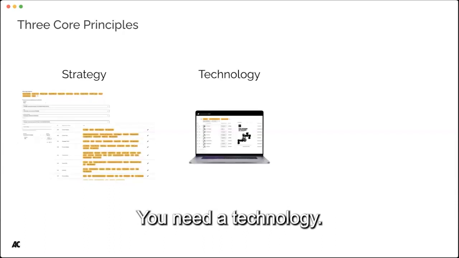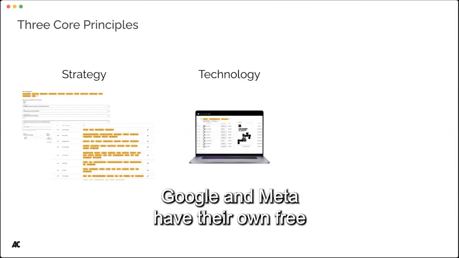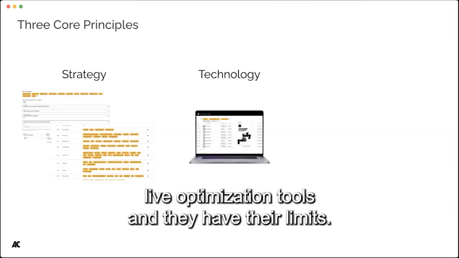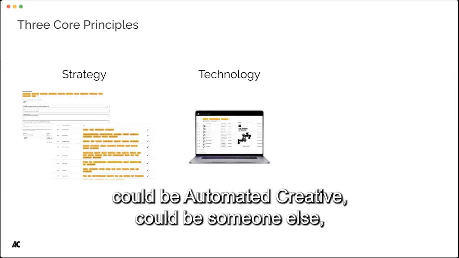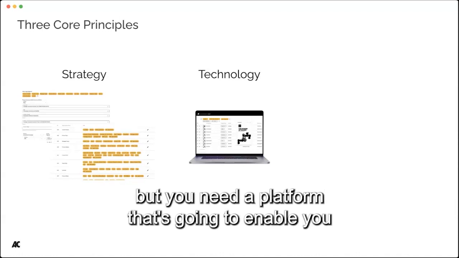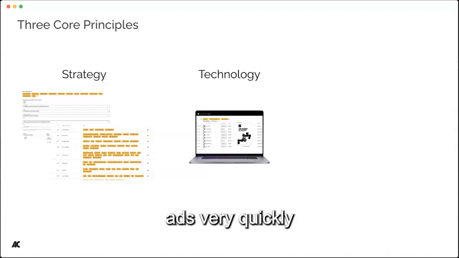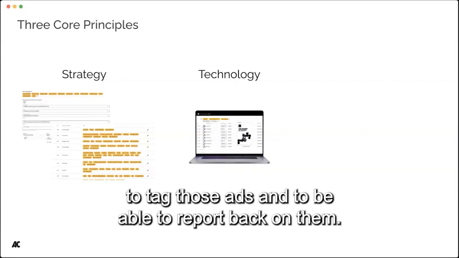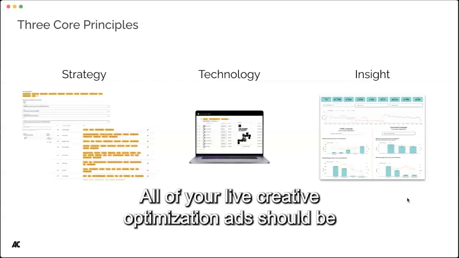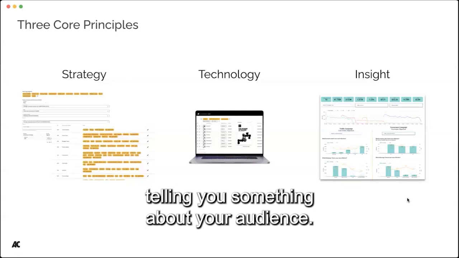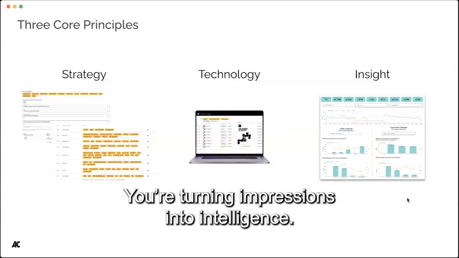You need a technology. Google and Meta have their own free live optimization tools, and they have their limits, but you'll need some kind of technology to do this live optimization. Could be Automate Creative, could be someone else, but you need a platform that's going to enable you to create ads very quickly, to tag those ads and to be able to report back on them. And finally, one of the things that we're most passionate about is insight, right? All of your live creative optimization ads should be telling you something about your audience. You're turning impressions into intelligence.